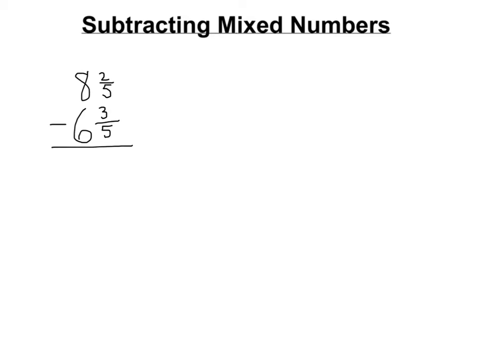So we're going to borrow from the 8, and we're going to make it a 7. And here's where we need to do a little bit of thinking. So we have borrowed 1. To go from 8 down to 7 is 1. Now we're going to take that 1 and put it on to the fraction. So what we're basically saying is we're going to take this 1 and change it into fifths so we can combine it with the 2/5.